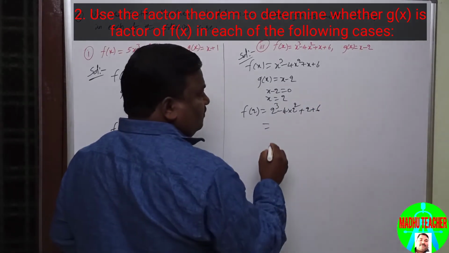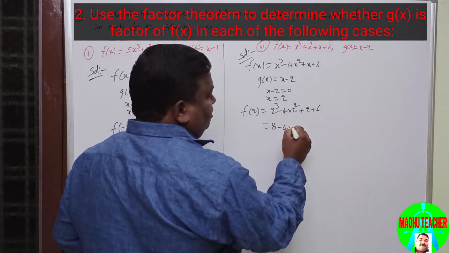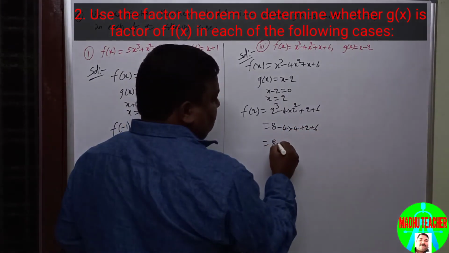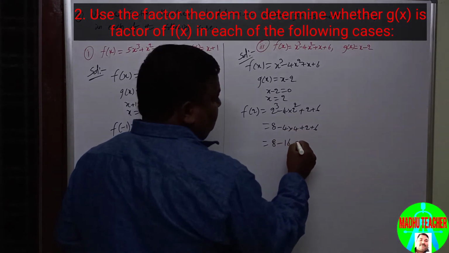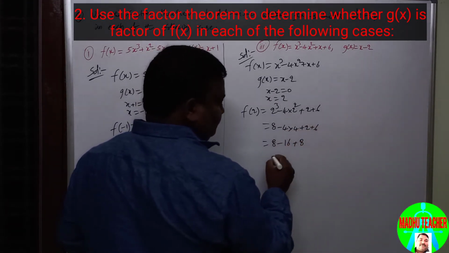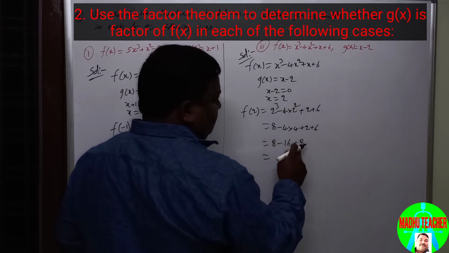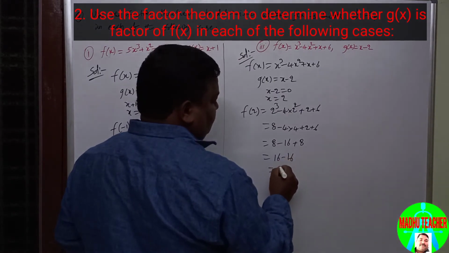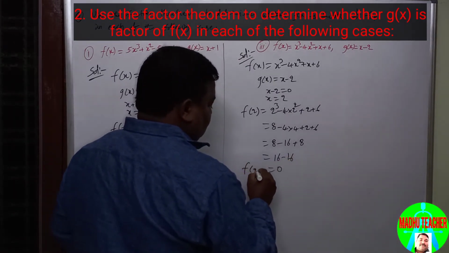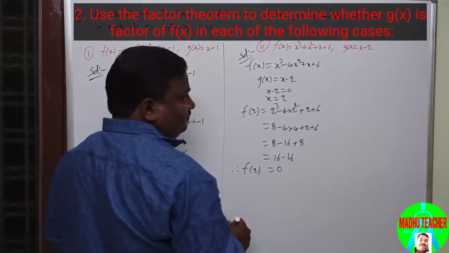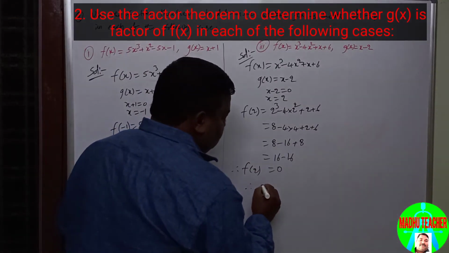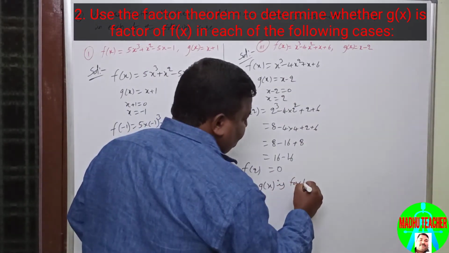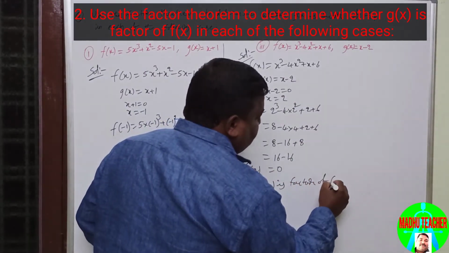2 cube is 2 2s are 4, 4 2s are 8, minus 4 into 2 square is 4, plus 2 plus 6. 8 minus 16 plus 2 plus 6 is 8. This is plus 8 and it is also plus 8. 8 plus 8, 16 minus 16 is 0. Therefore f of 2 equal to 0. Therefore we say that g of x is a factor of f of x.